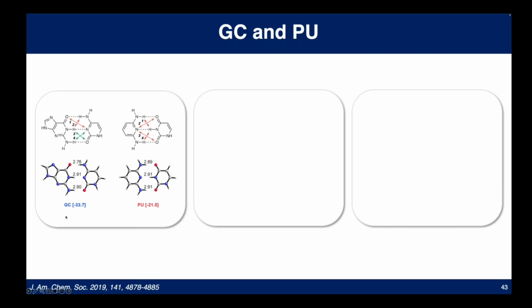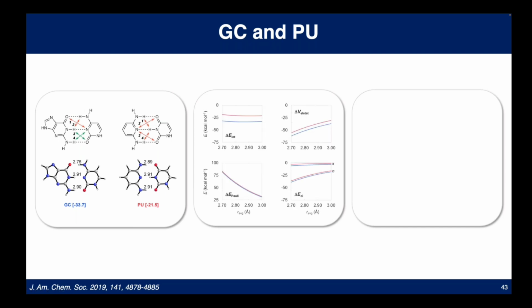What do we have here? GC, these are our computations. So GC amounts to -33.7 kcal per mole. So this is with the BLYP-D3 functional, and PU is -21.5. Indeed, this one is more strongly bound. If we look at the different terms, we have a similar result as in the previous case. The electrostatic is stronger for GC, and also the orbital interaction is stronger.